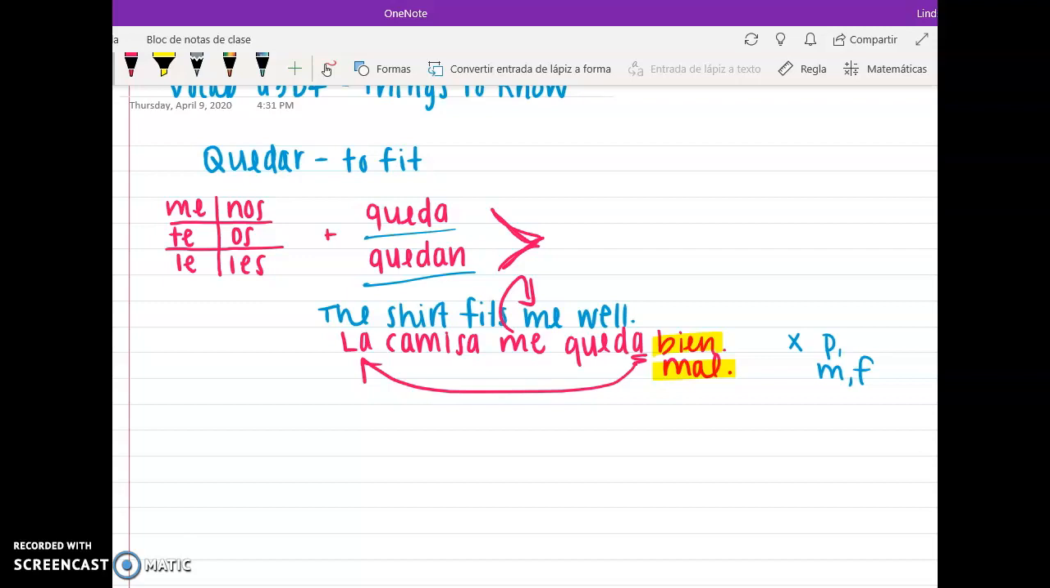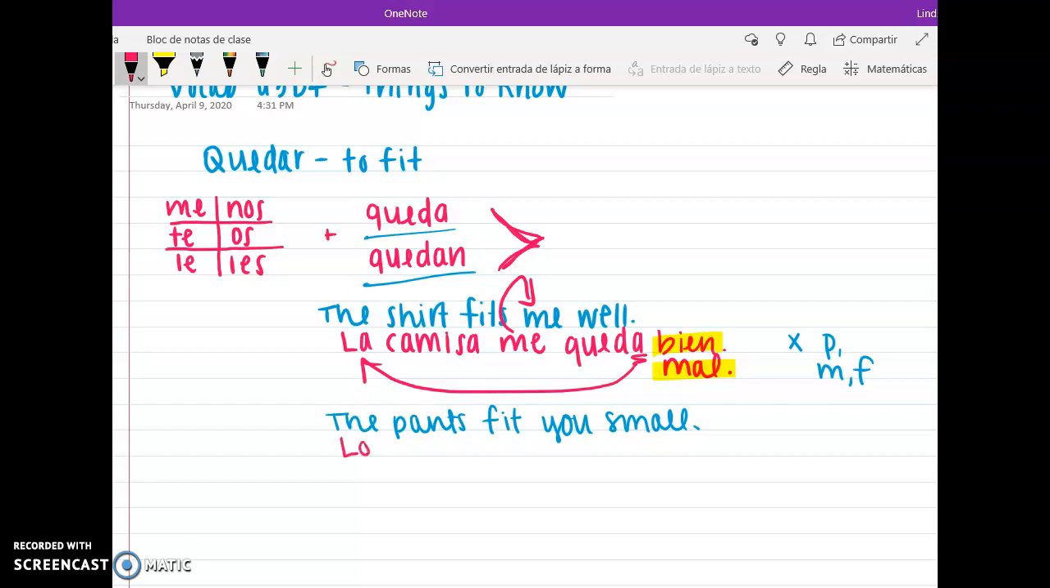All right. Another example would be the pants fit you small. That doesn't make sense in English. It's just a literal translation. In English, we would say like pants are too small on you. But all right, let's try it.